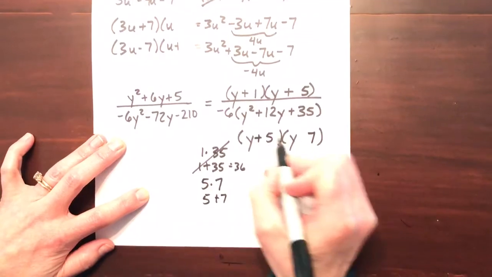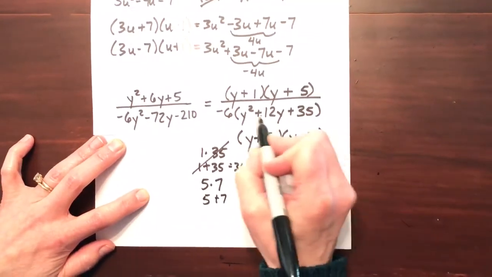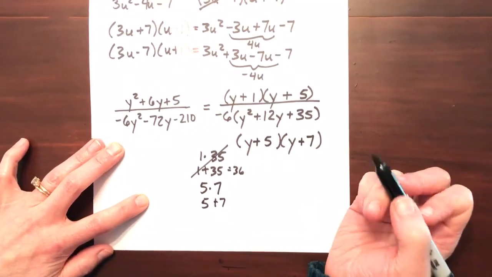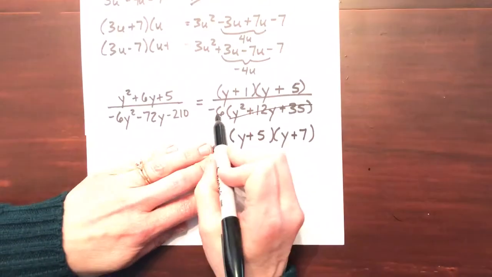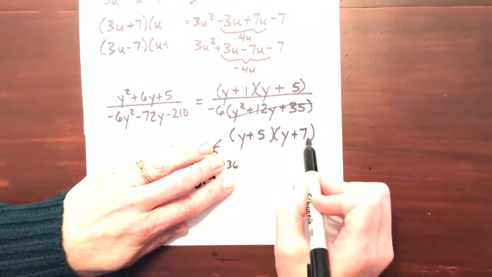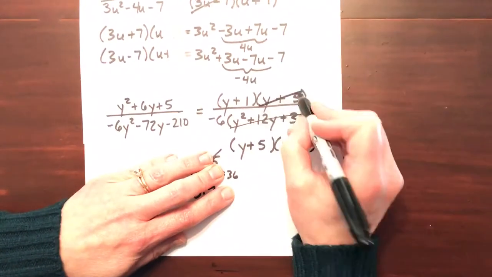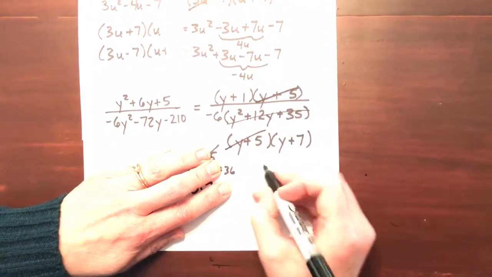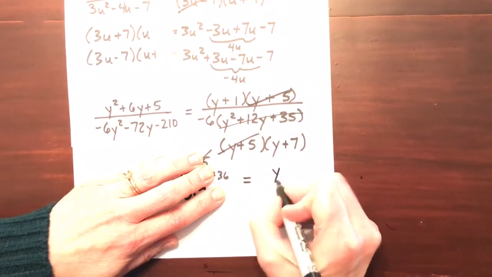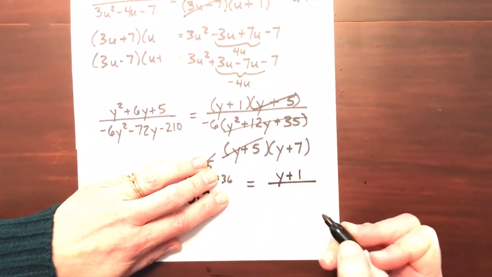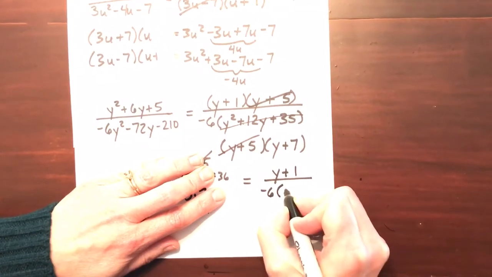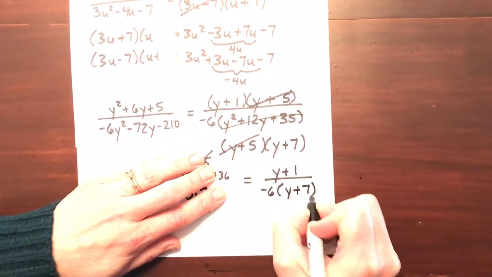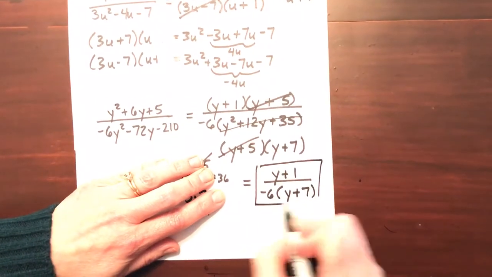And I can make those both plus because both of these terms are positive. And so now this is in my denominator, the negative 6, the y plus 5, and the y plus 7. I can cancel the y plus 5's, leaving me with a final fraction of y plus 1 in the numerator, and then negative 6 on the outside of the parentheses, and y plus 7 in the denominator. And that's my final answer.